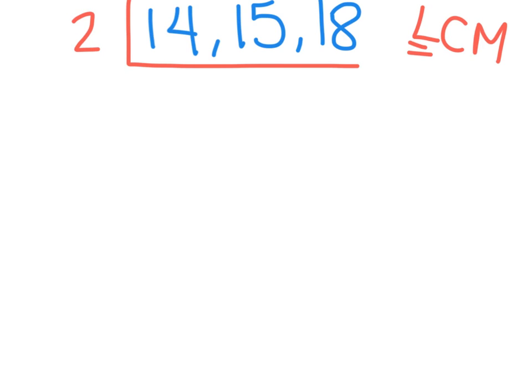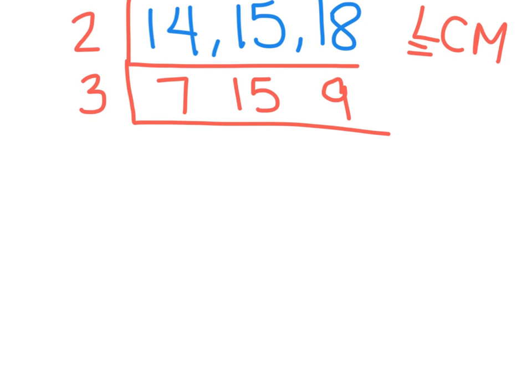So 14 divided by 2 is 7. 15 we can't divide by 2, so we have to keep it 15 since we couldn't do anything to it. And 18 divided by 2 is 9. So now I have 7, 15, and 9. And I could divide at least 2 of them by the number 3.